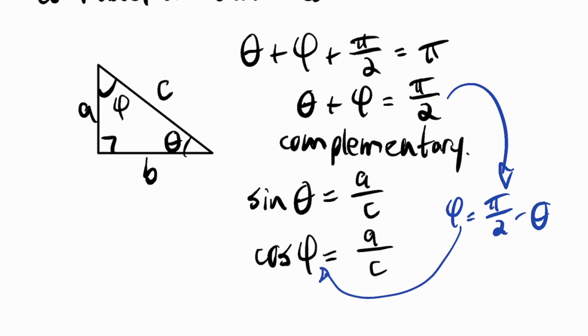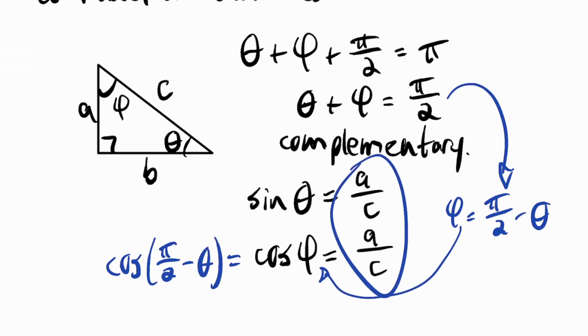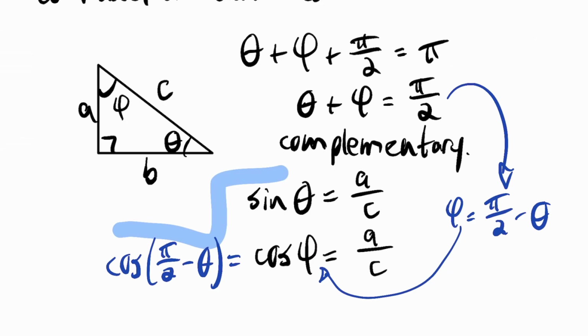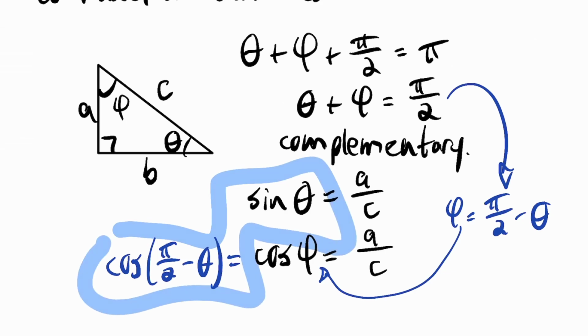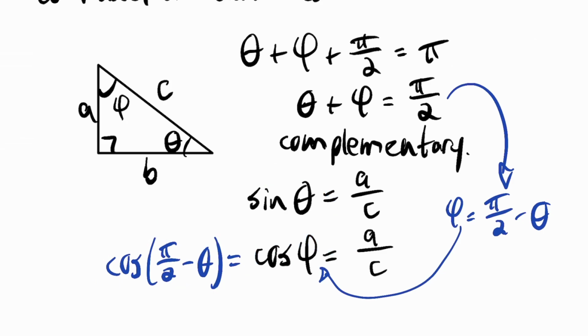So this equals cosine of pi over 2 minus theta. Now, of course, these two are equal. A over C is A over C. So that means that sine theta is equal to cosine of pi over 2 minus theta. And there are some historical reasons: the co in cosine comes from complementary. Cosine is complementary to sine in a sense. Maybe we'll have a video with more detail on that if anyone asks for it. We'll just leave it be for now.